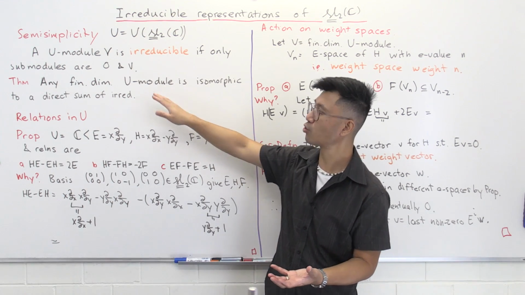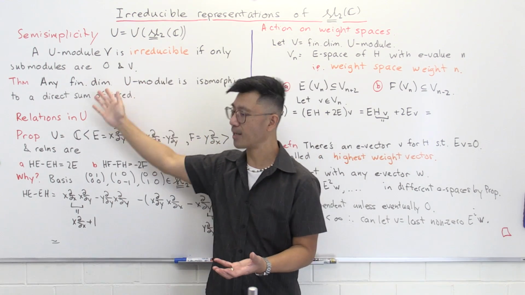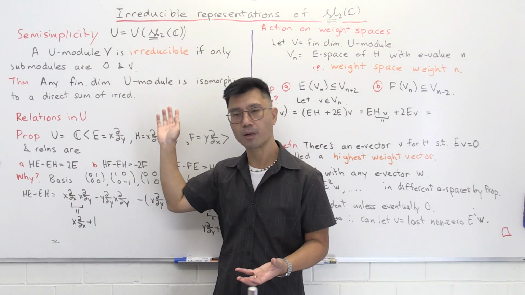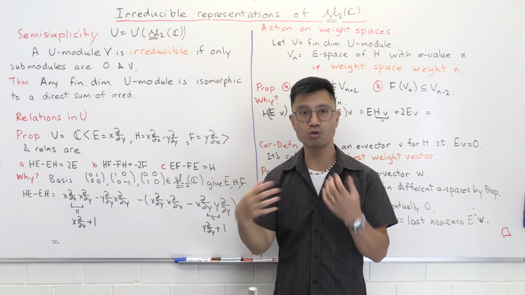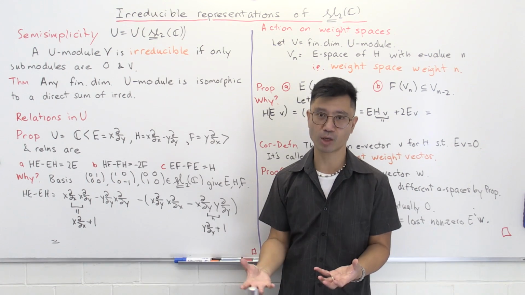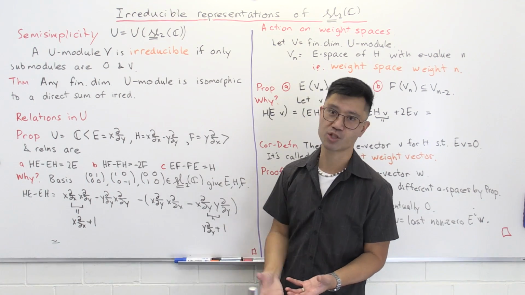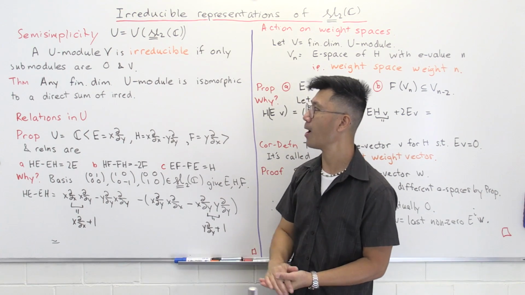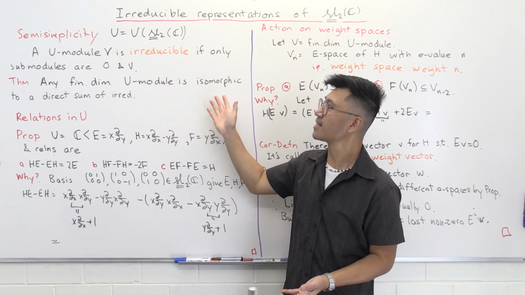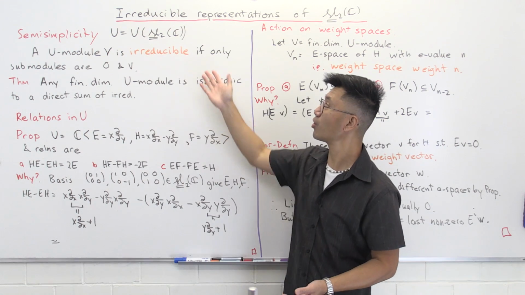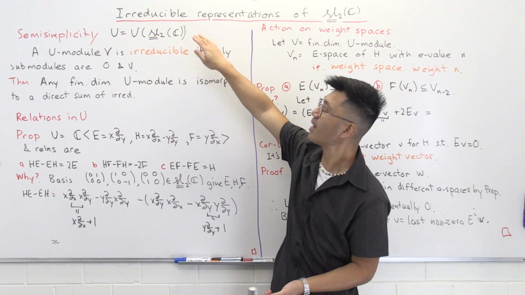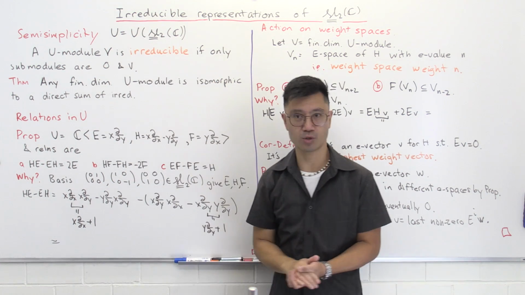Normally when you want to prove this theorem for modules of a finite group, you use the averaging trick, and here the averaging trick works as well because you can average over SU2. So that's all I want to say about the proof of that theorem. What it does, remember, is it allows us to reduce to the case of irreducible modules. So we're going to try to study irreducible finite dimensional U modules.